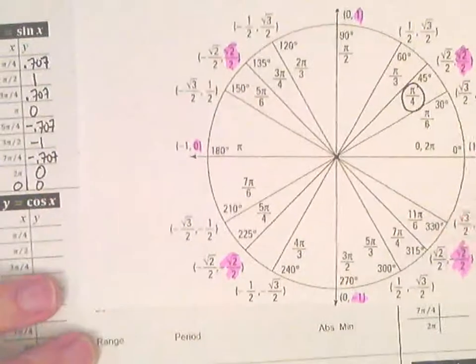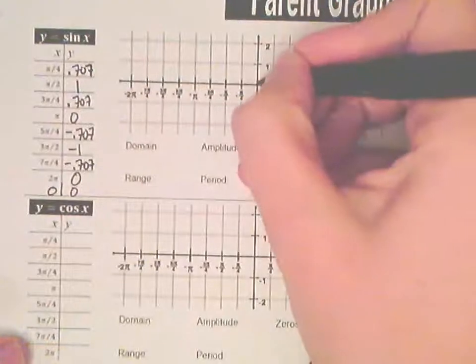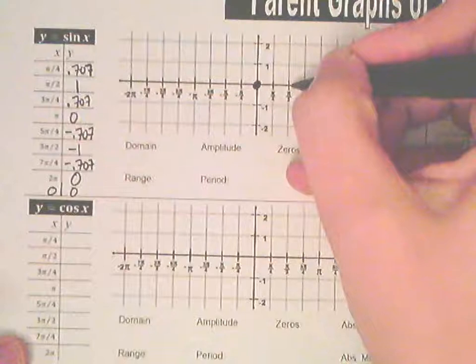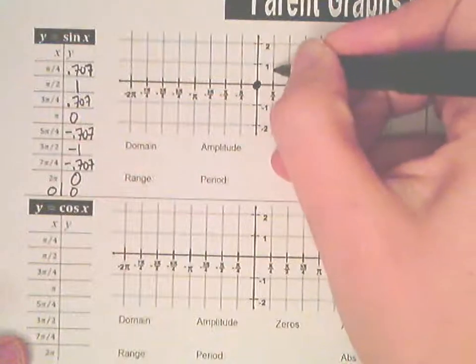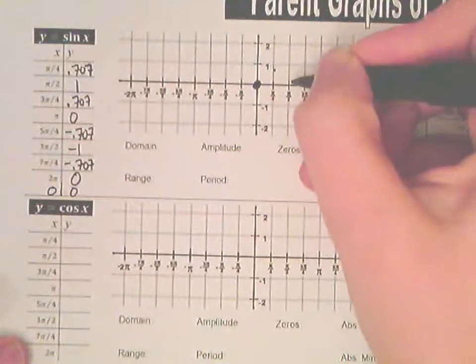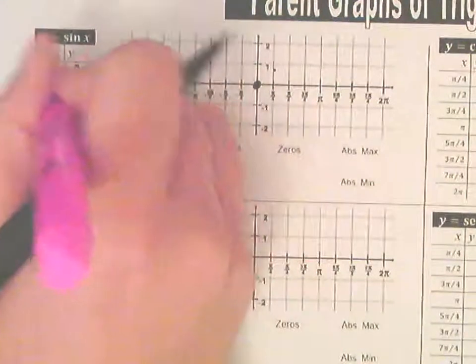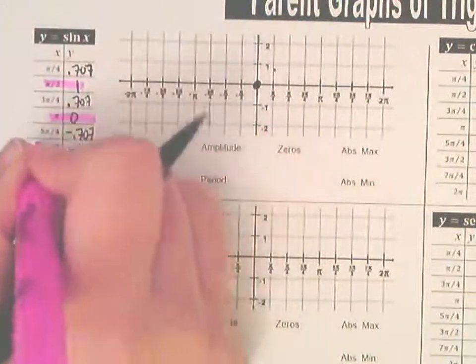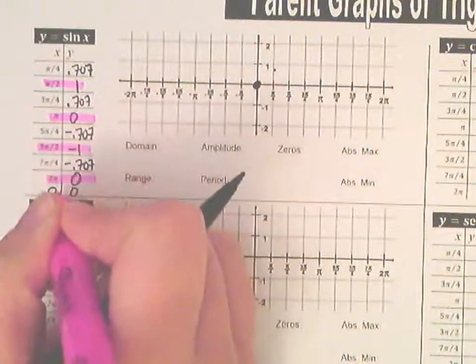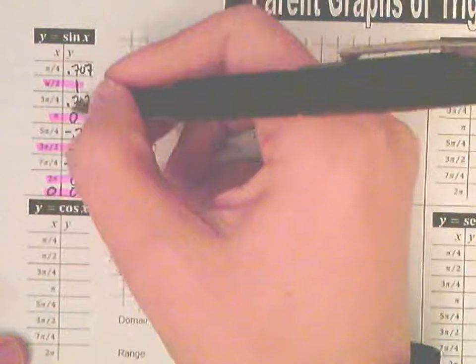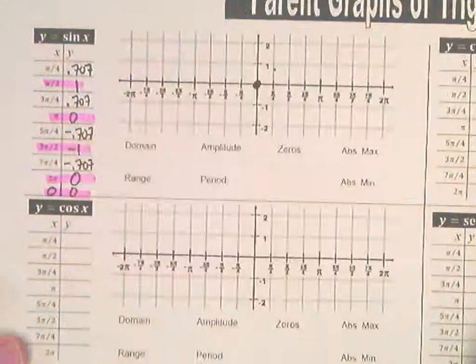Alright, so when we go to graph this, it's pretty straightforward. I'm just going to graph my x's and my y's. So at 0, we start at 0. At pi over 4, we're going to be at 0.707. I'm not really going to graph all of these points. I'm just going to focus on the main points, which is pi over 2, pi, 3 pi over 2, 2 pi, and of course 0. But these will help us to kind of see where the graph is going.